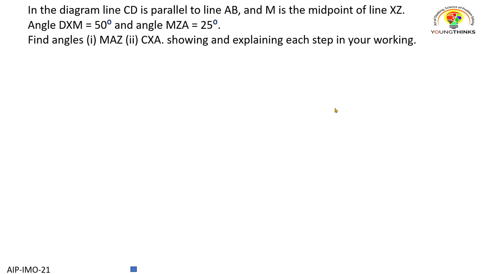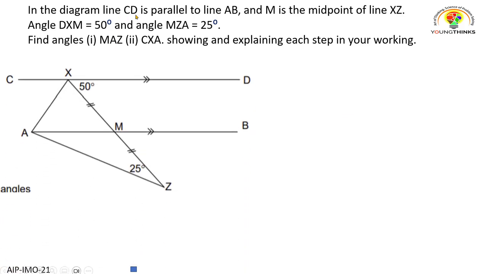The diagram is actually given there. They're referring to the diagram. In the diagram, line CD is parallel to AB, and M is the midpoint of line XZ. DXM is 50 degrees. MZA is 25. Now you need to find angle MAZ. You need to find this particular angle.